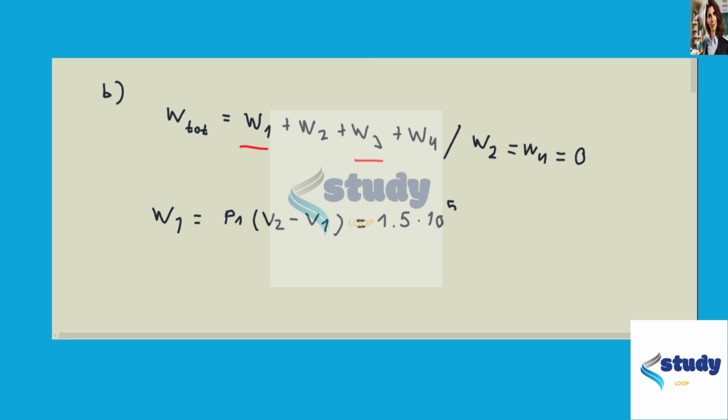which is equal to 1.5 times 10 to the 5th power pascals times 0.0435 meters cubed minus 0.028 meters cubed. When we evaluate this using a calculator, we obtain that this is equal to 233.0 joules.